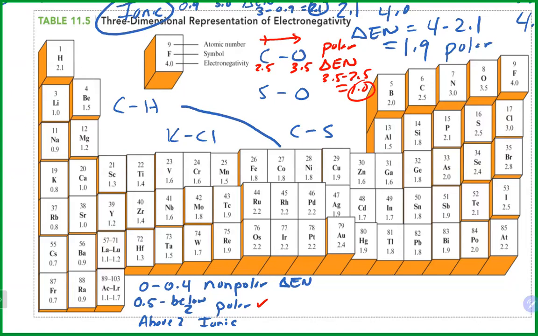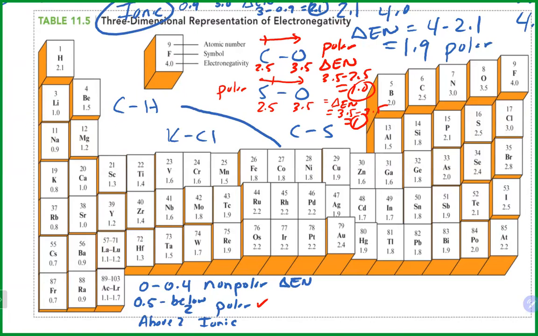If we look at sulfur and oxygen, sulfur is 2.5. Oxygen is 3.5 as well. So that also is going to give us here a difference in electronegativity of 1. 3.5 minus 2.5 equals 1, meaning this is polar as well. And we would expect that.